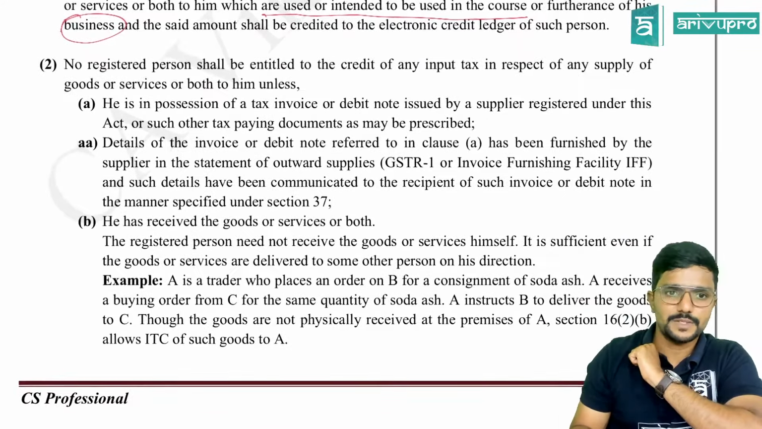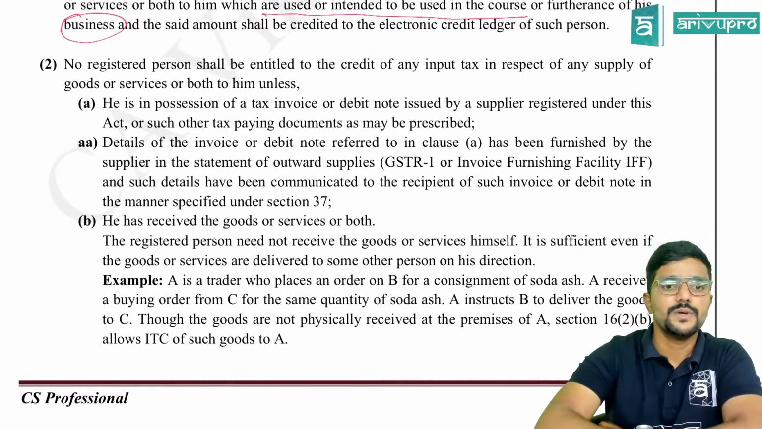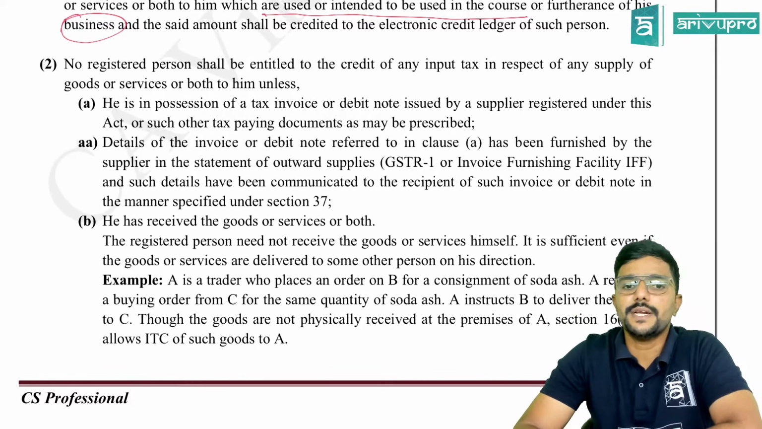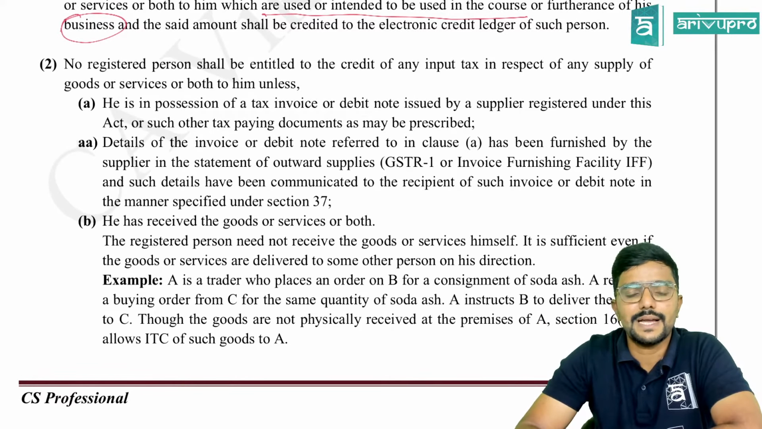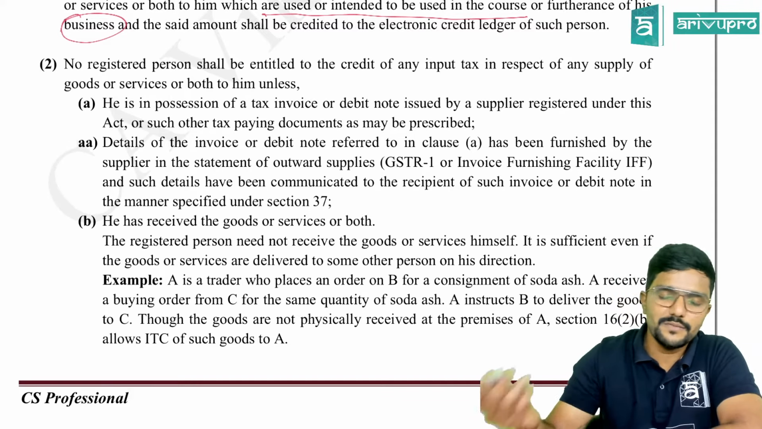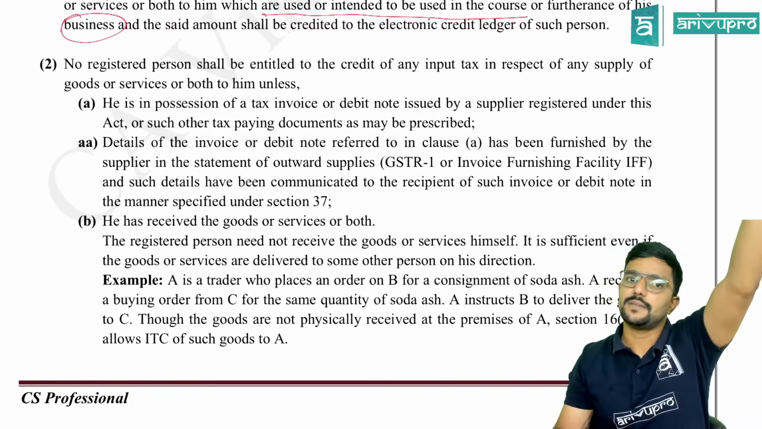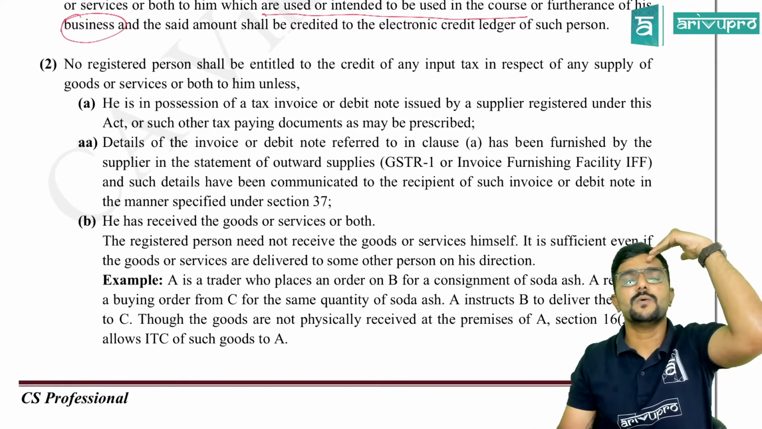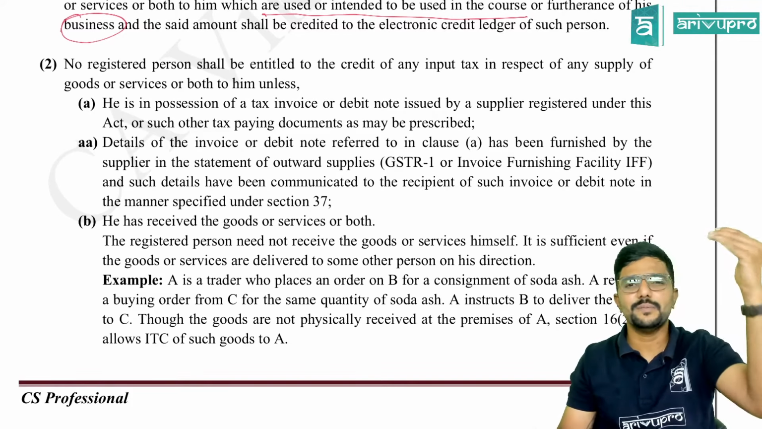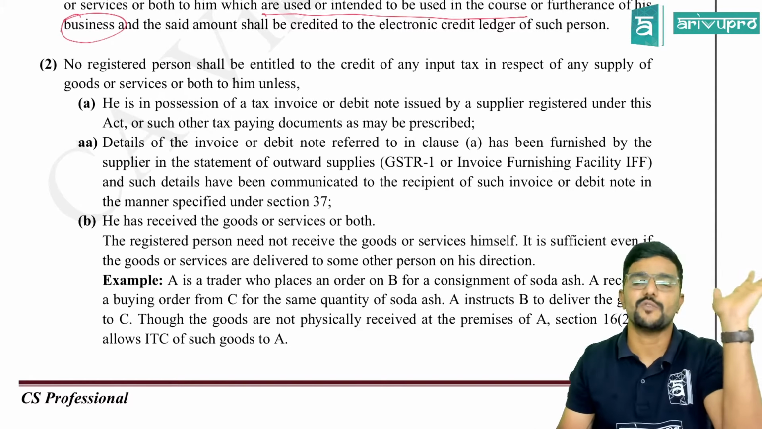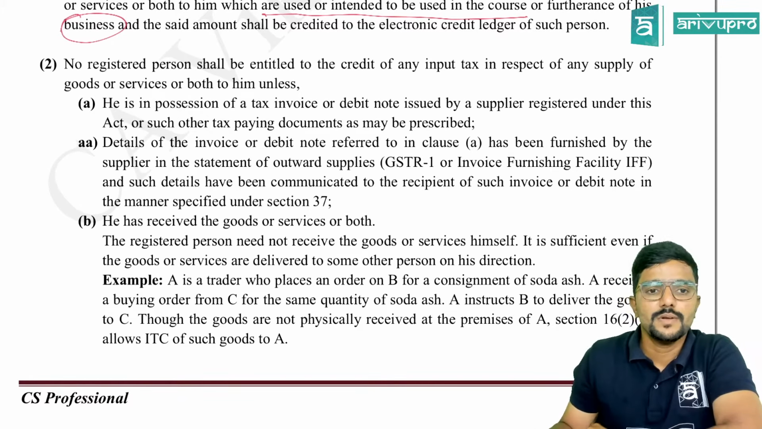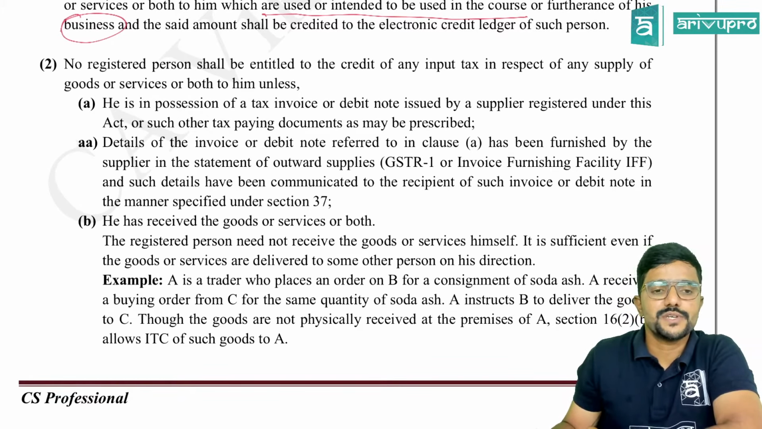Next, subsection 2. Subsection 2 has clauses. No registered person shall be entitled to the credit of any input tax in respect. See, here we are using input tax, inward supply and all. So that is why I have given the definitions at the beginning itself, guys. If you know exactly what is input tax, inward supply and all, it will be easy for you to connect to these provisions. Let me repeat this subsection 2.